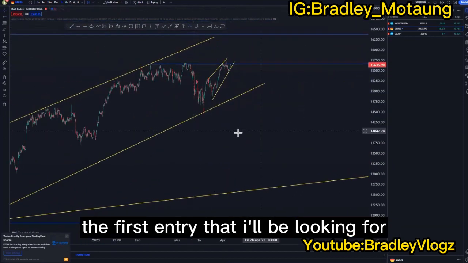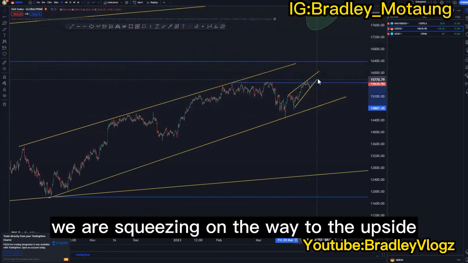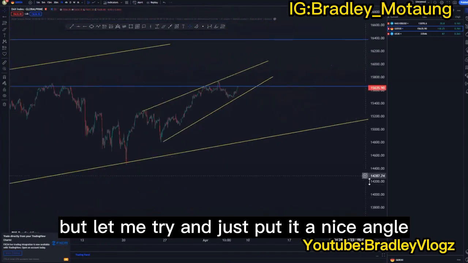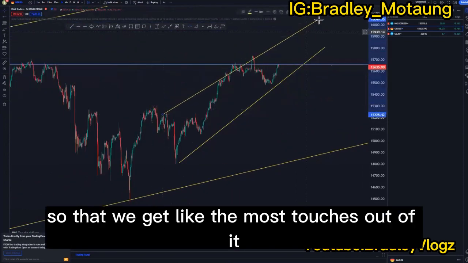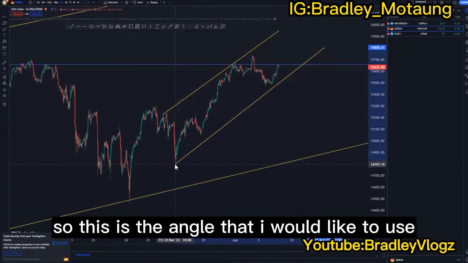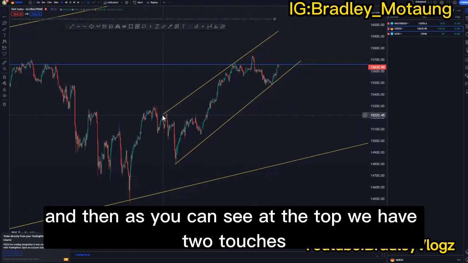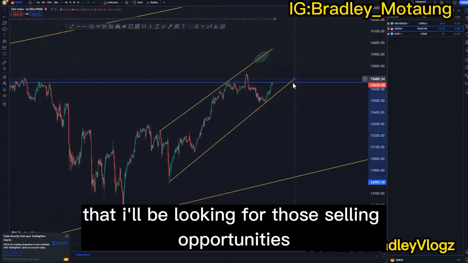And then initially, the first entry that I'll be looking for is a third touch at the top of the structure, just because we are squeezing on the way to the upside. But let me try and put it in a nice angle so that we get the most touches out of it. So this is the angle that I'd like to use, just like this. And then as you can see at the top, we have two touches, and this is the area that I'll be looking for those selling opportunities.